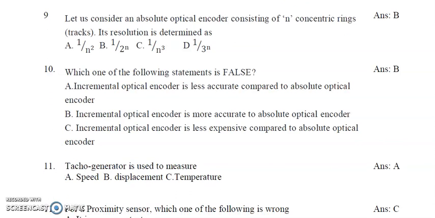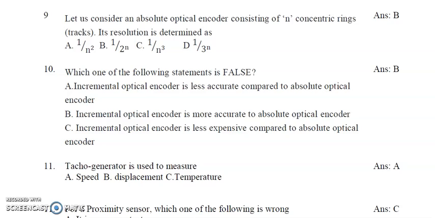Question 9. Let us consider an absolute optical encoder consisting of n concentric rings, that is tracks. So, its resolution is determined as A 1 by n square, B 1 by 2 power n, C 1 by n cube, and D 1 by 3 to the power of n. So, the answer is 1 by 2 power n. If there are n concentric rings or n tracks, its resolution is equal to 1 by 2 power n. Answer B is right.